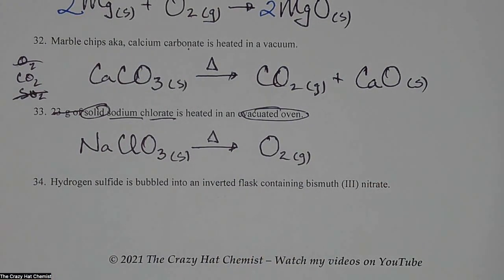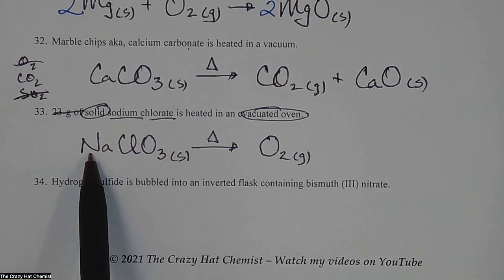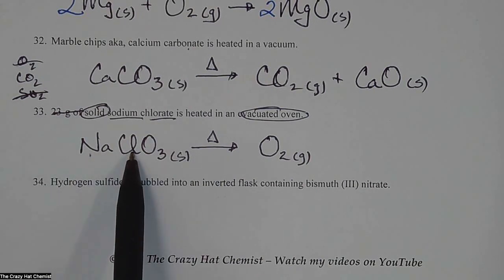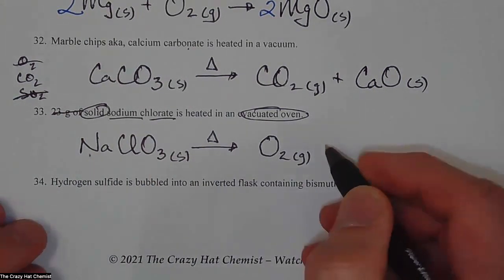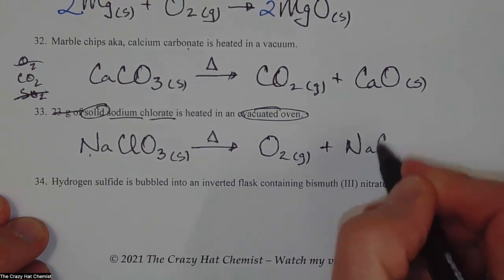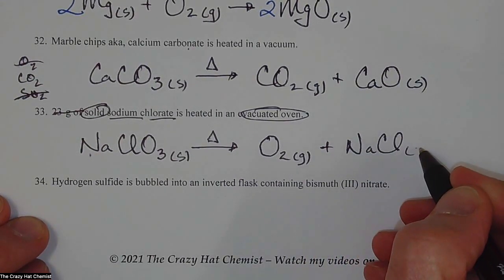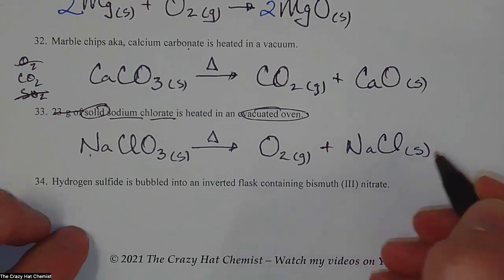What can I get out of a cation-anion here? I can get a metal, that's sodium, 1+ charge, and chloride ion, that's a 1- charge. So I'm going to get NaCl. And solubility rules? No, there's no water. So this is a solid.